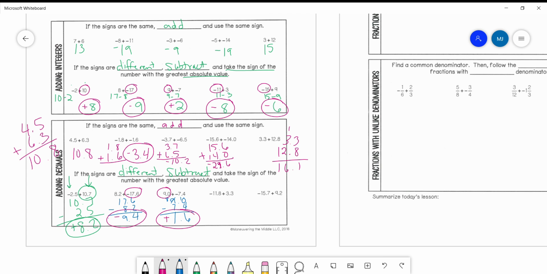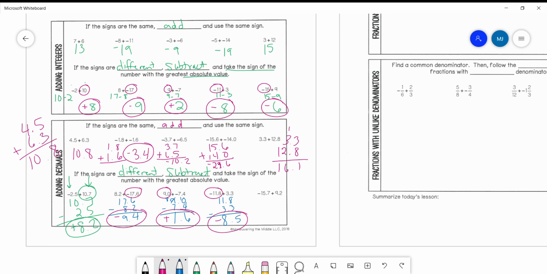Negative 11 8/10 plus 3 3/10. Signs are different. Find the difference. So put the greater absolute value on top minus the smaller absolute value on the bottom, and then complete your subtraction. Look at your signs to see which one has the greater absolute value. This one does, and this one is negative, so our answer is negative 8 5/10.